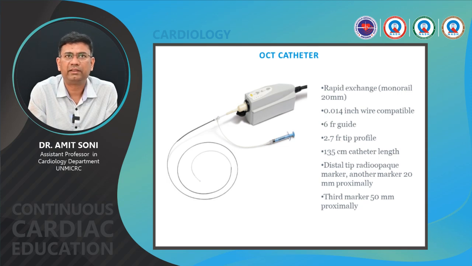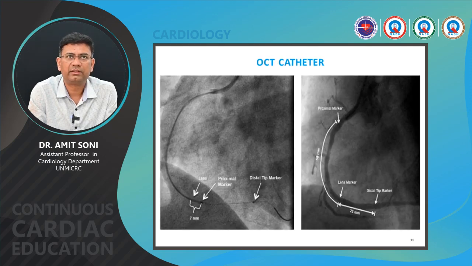So this is the OCT catheter, and you can do rapid exchange, and it is compatible with the 0.014 wire and 6 French guide, with a 2.7 French tip profile and 135 centimeter length. There is a distal tip radiopaque marker. Another marker is 20 millimeters proximally, and next is 50 millimeters proximally. So this is the OCT catheter. You can see in the two pictures the distal tip marker, the proximal marker and the lens.